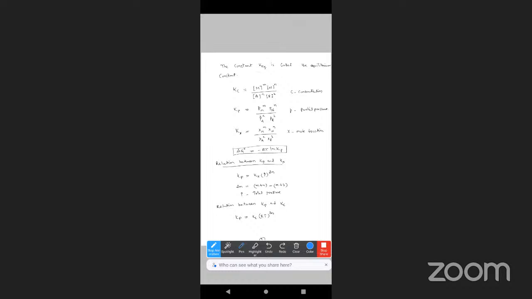So Kx equals xm to the power of m, xn to the power of n, divided by xa to the power of a, xb to the power of b. So these three are important relations. Remember them, or you can note them down.